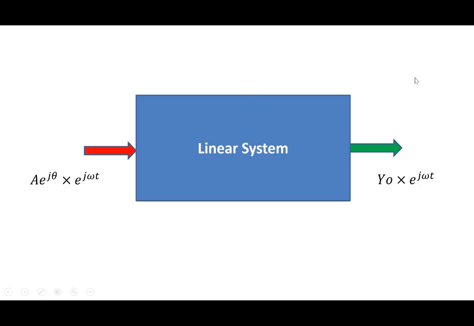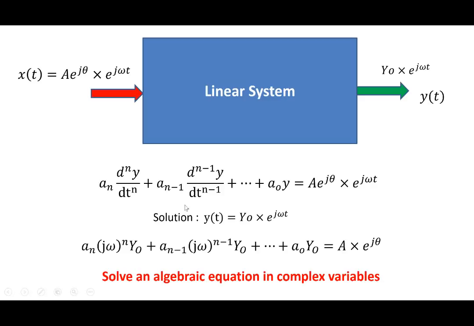So the idea is that we take our linear system and excite it with A e to the power j theta into e to the power j omega t. That's our input. Our output is also going to be y0 into e to the power j omega t. Because e to the power j omega t is there everywhere, you can actually forget about it. Note that in this equation, e to the power j omega t will be there in every term, and it just cancels out.